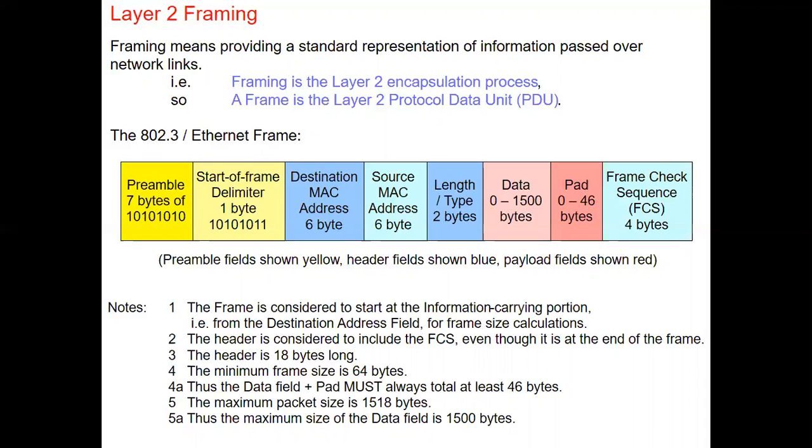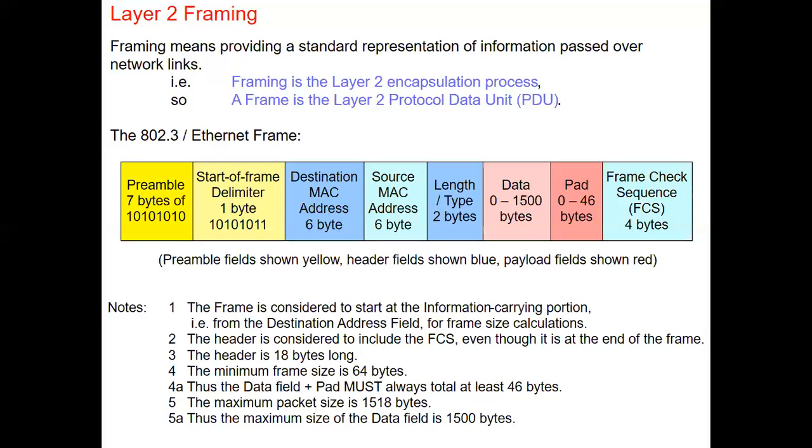So the preamble field is shown in yellow, header fields shown in blue, payload field shown in red. Note that the frame is considered to start at the information carrying portion, that is from the destination address field, for frame size calculations. Then the header is considered to include the frame check sequence, even though it is at the end of the frame. Then the header is about 18 bytes long.